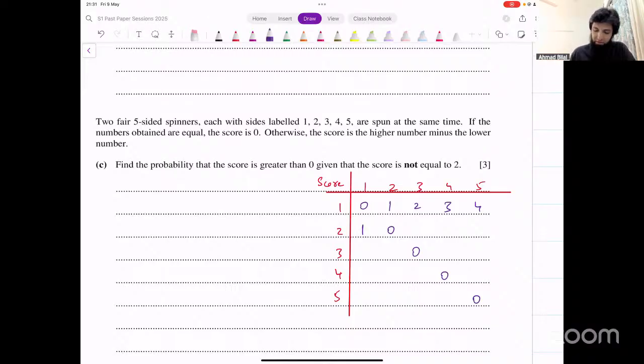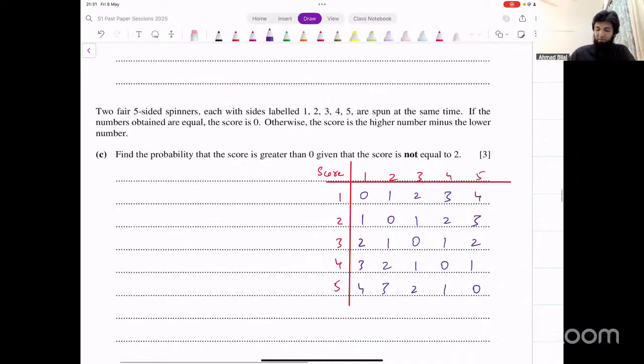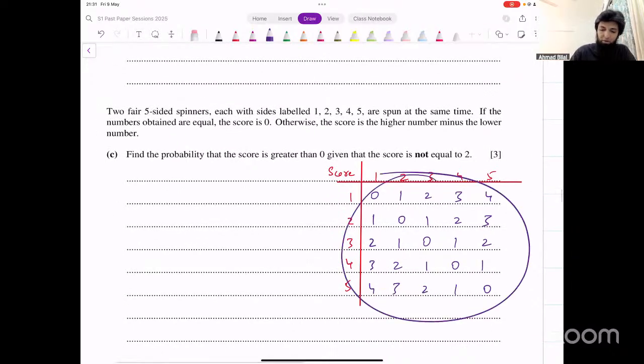2 minus 1, that's 1. 3 minus 1 is 2. 3, 4. Similarly, you complete the rest of the table. 1, 2, 3, 1, 1, 2, 2, 1, 1, 3, 2, 1. These are the values that you have in the table. These are all the possible scores.